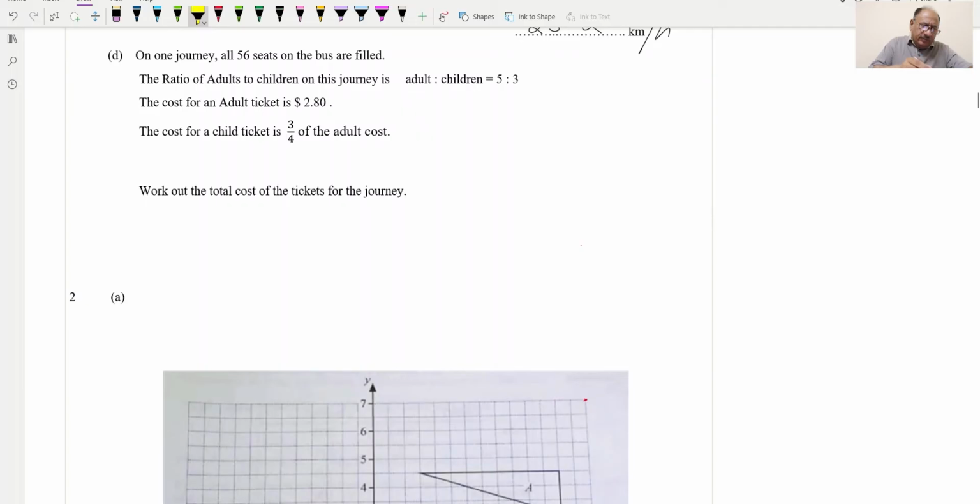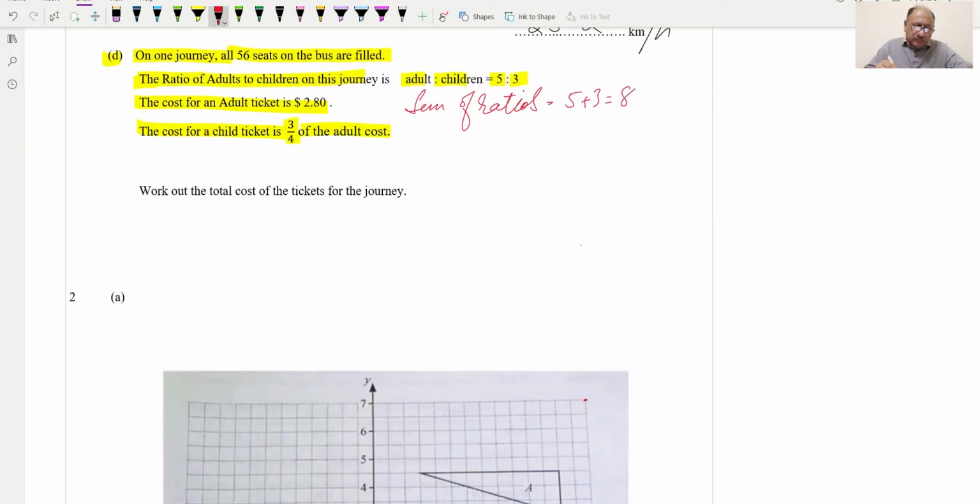Now D part says, on one journey all 56 seats on the bus are filled. The ratio of adults to children on this journey is 5:3. The cost for an adult ticket is 2.80. The cost of a child ticket is 3/4 of the adult cost. So first of all, we will check the sum of ratios. So the sum of ratios is equal to 5 plus 3, which is 8.